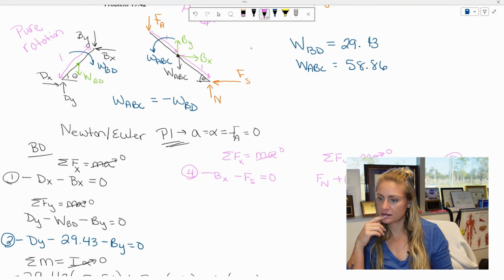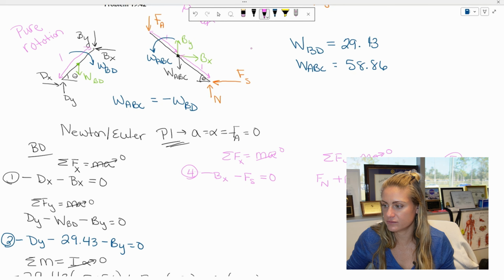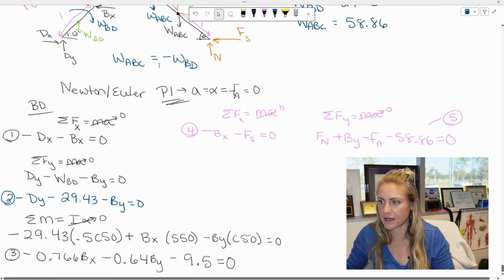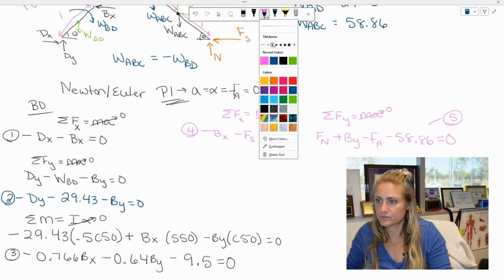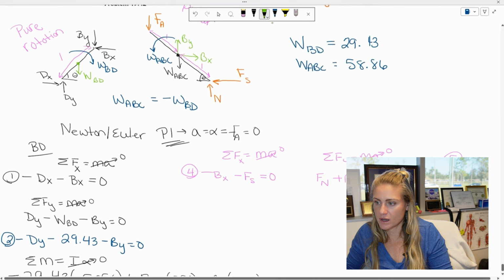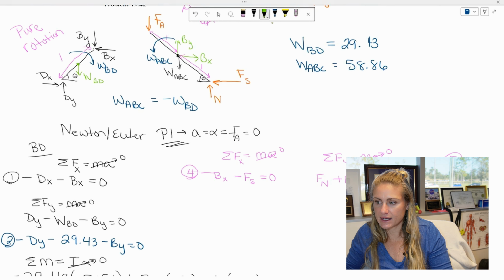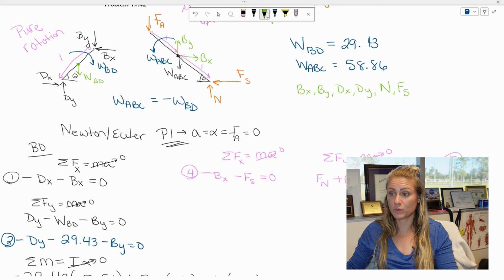How many unknowns do we have right now? I believe there's 6, but let's count them up. Let's write them out at the same time. And you could have done this at the beginning to guide you. So we have Bx, By, we have Dx, Dy, we have the normal force, and we also have the spring force. 1, 2, 3, 4, 5. We have 6. So I need one more equation.